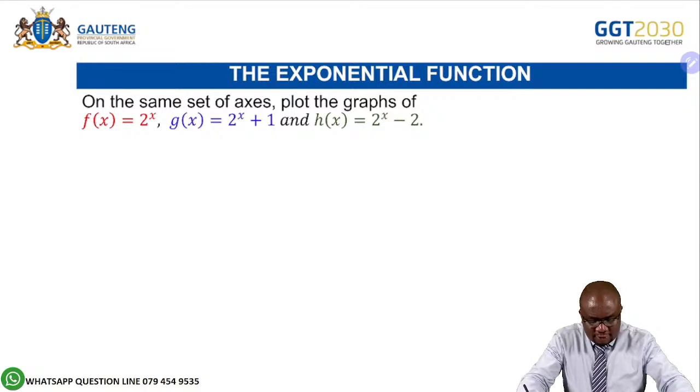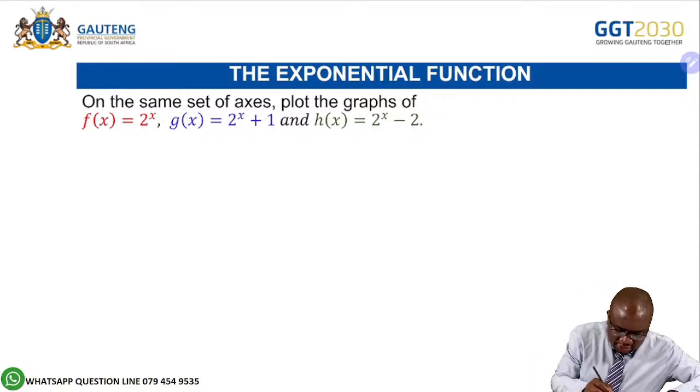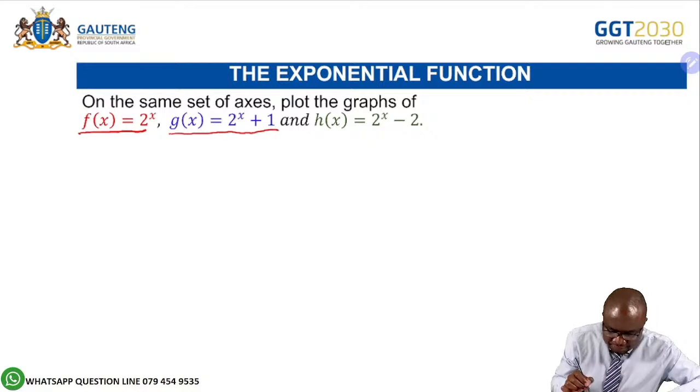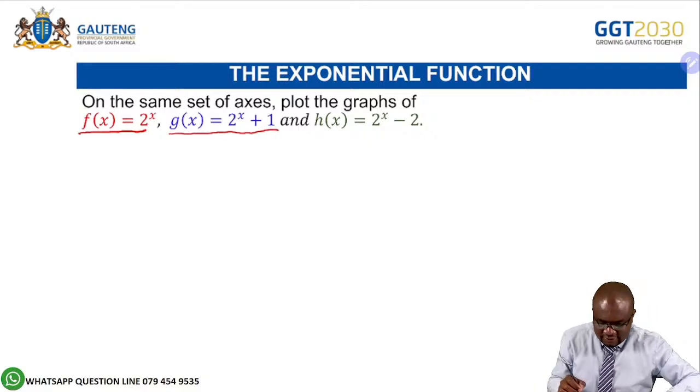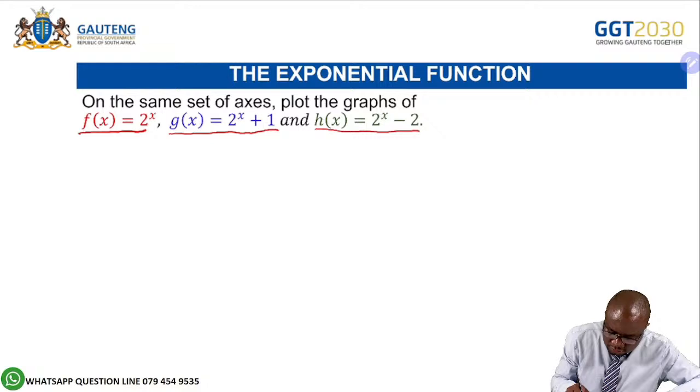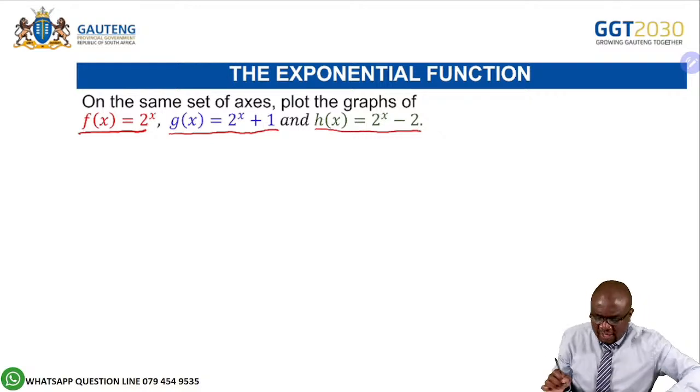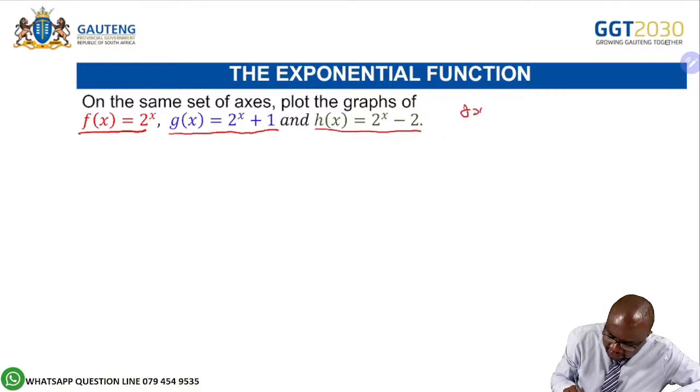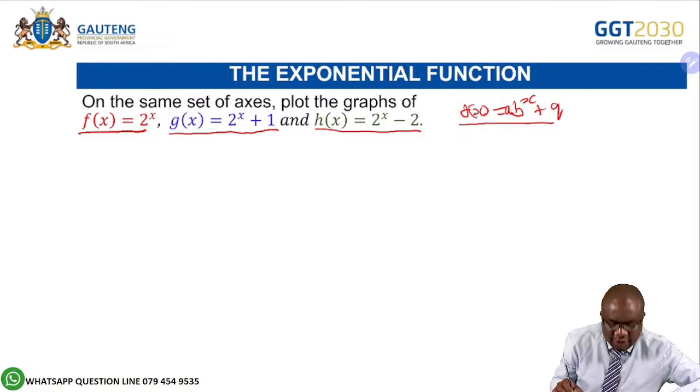On the same set of axes, plot the graphs of f of x equals 2 to the power x, and then g of x equals 2 to the power x plus 1, then h of x equals 2 to the power x minus 2. Now we are looking at the function f of x equals a times b to the power x, plus q. We want to see the effect of q.